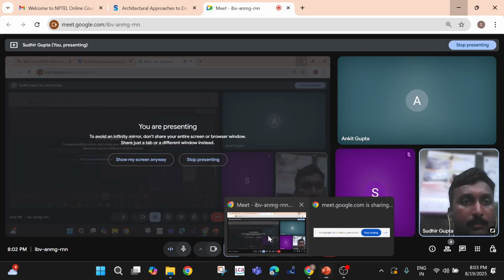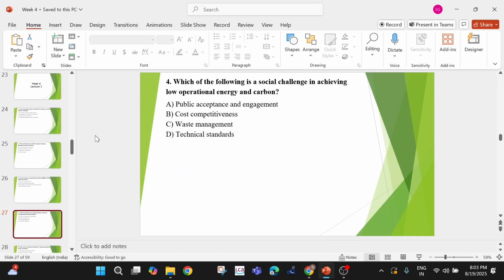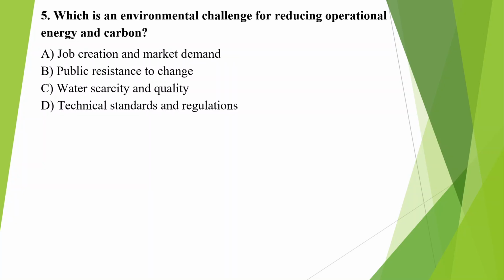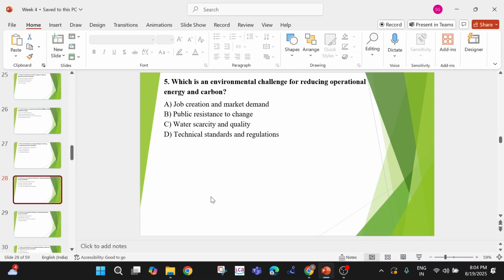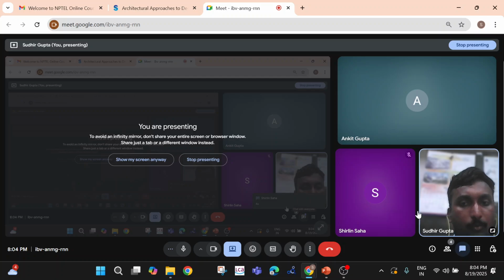Can we move to the next question? Okay, so here is the next question for all of you then. Which is an environmental challenge for reducing operational energy and carbon? Earlier, the previous question asked about the social challenges. Now it is asking about the environmental challenges. So out of the four options, which challenge do you think to be the environmental challenge for reducing operational energy and carbon? So try to give your answers. So let us see which option you think to be the appropriate one.